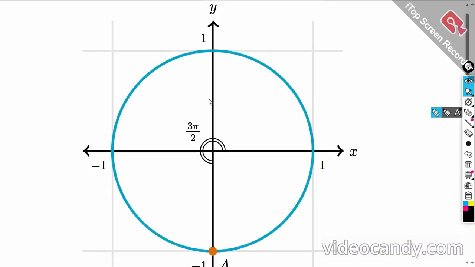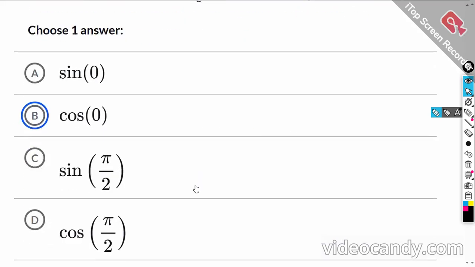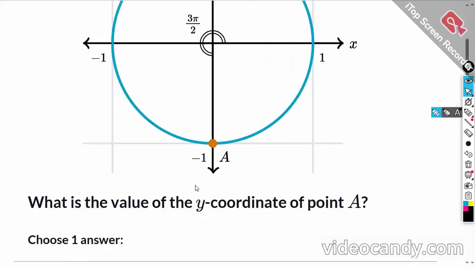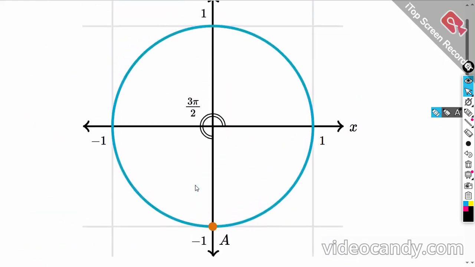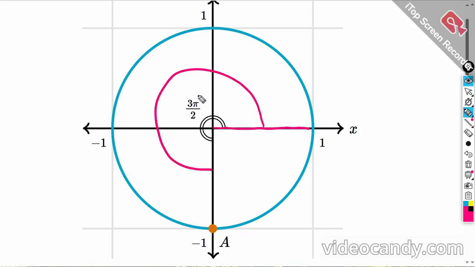All right, here's our unit circle. What is the value of the y-coordinate of point A? All right, let's see. So they already gave us the angle here. We really don't need to do the angle. It starts here at the positive x-axis, and if you travel this way, the angle is already given. The angle is 3 pi over 2. That's theta. Okay, 3 pi over 2 is your angle theta, and it lands on point A.